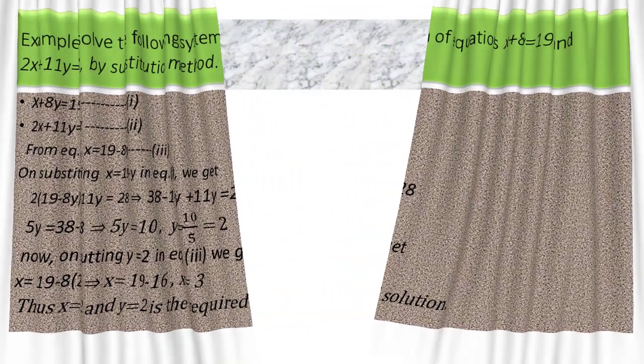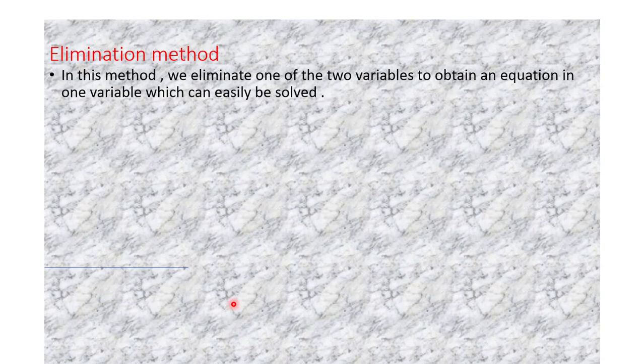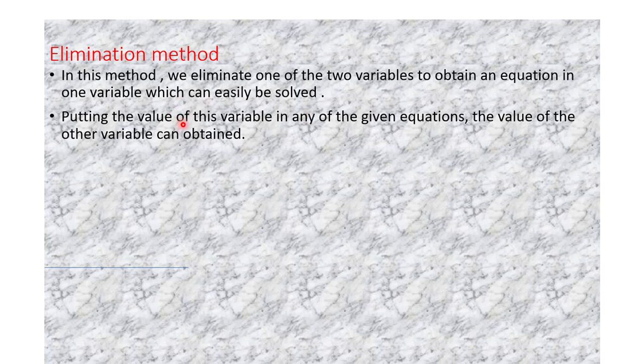The next is the elimination method. In this method, we eliminate one of the two variables to obtain an equation in one variable, which can easily be solved. Putting the value of this variable in any of the given equations, the value of the other variable can be obtained.